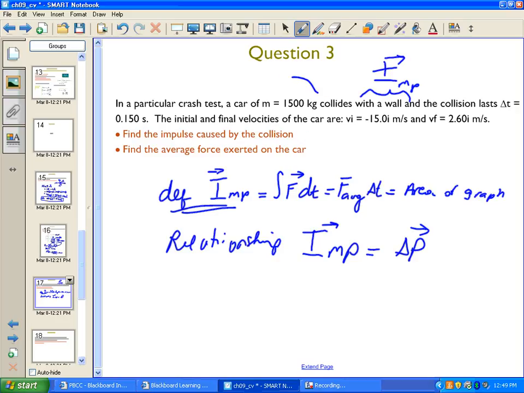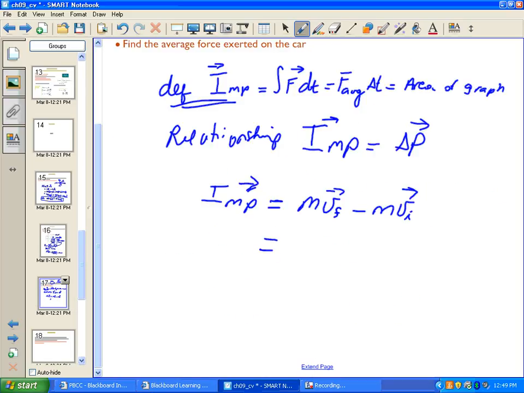What is the system here? The car. So we want to look at the change in the momentum of the car to determine the impulse that's caused by the collision. And again, this is only through a very special relationship similar to the work-kinetic energy theorem. So the change in momentum is, of course, the final momentum, m v final, minus the initial momentum, m v initial. And we've been given these quantities, so this should be a very simple task for us indeed.